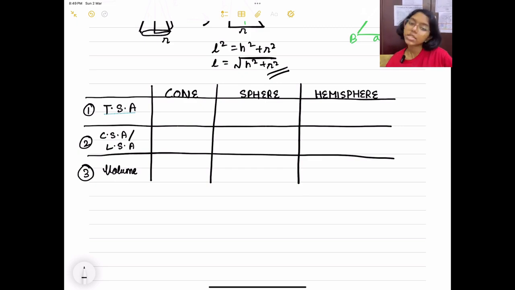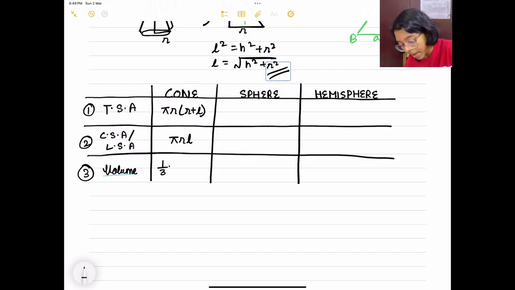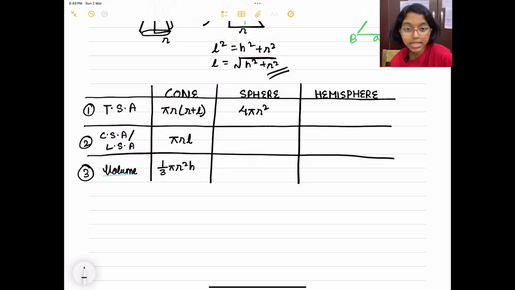So in a cone, what's the TSA? TSA is equal to pi r into r plus L. And then the LSA for a cone is pi r L. And the volume is 1 by 3 pi r square h. Now for a sphere, what's the TSA? It is 4 pi r square. This is the TSA.